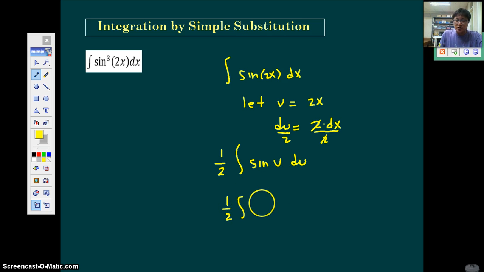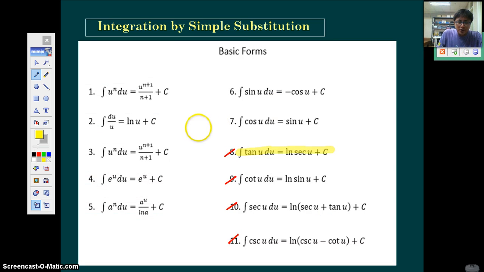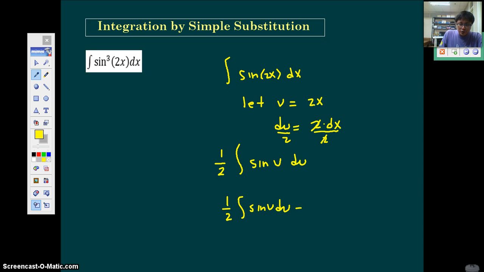1/2 sine u du, sine u du, that's actually your number 6. So according to the integrable form, integral of sine u du is negative cos u plus c. So this would be equal to negative of 1/2 cosine u. And just substitute back your substitution. Your u is 2x, so that's negative 1/2 cos 2x plus c.